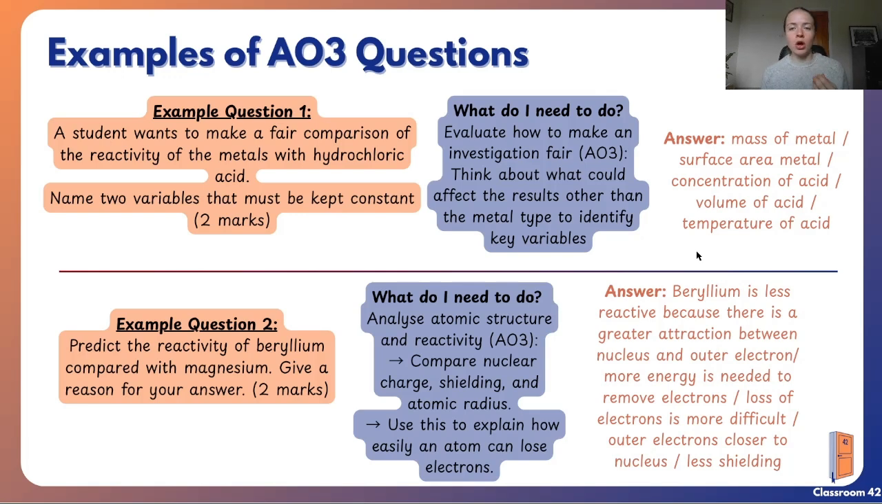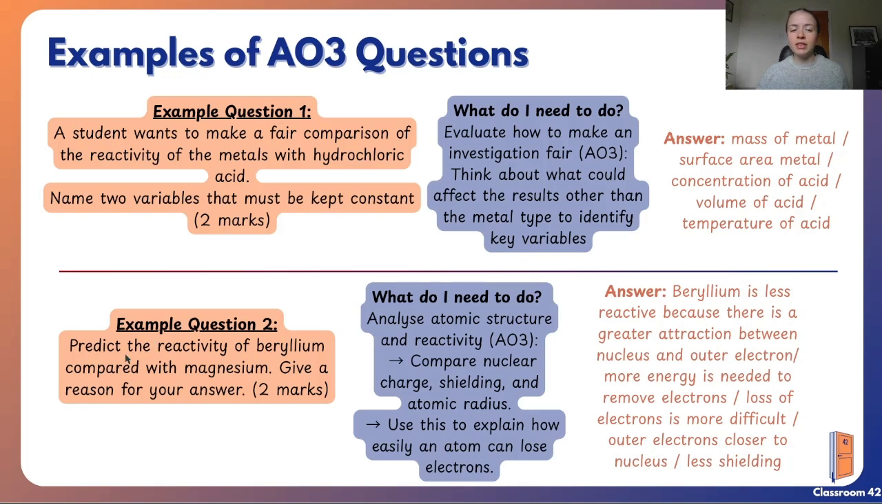So you're evaluating how you can make this investigation fair. So think about what could affect the results other than the metal type, in this case, used to identify the key variables. So the answer here could be the mass of the metal, the surface area of the metals used, concentration of the acid, so the hydrochloric acid, the volume of this acid, or the temperature of this acid. These are the 5 which are probably the most main ones that you can come up with, and you basically need 2 of these to get the 2 marks.